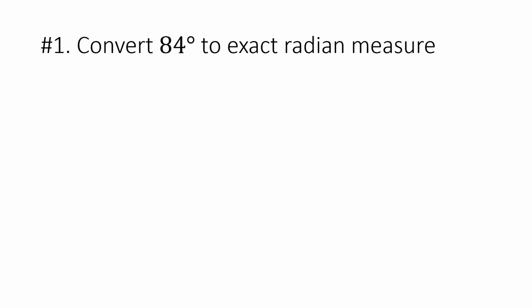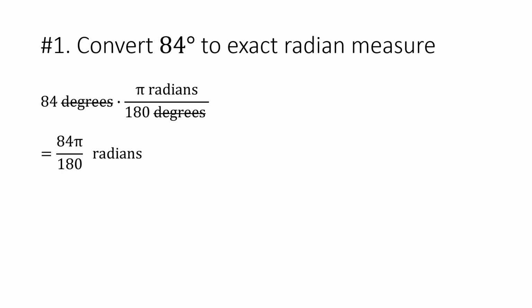Okay, converting degree to radian. We have to multiply by pi radian over 180 degree, because the degree units cancel out. Then it becomes 84 pi over 180. Do not plug in pi. You have to simplify 84 over 180 using the calculator. It is 7 over 15, so it becomes 7 pi over 15 radian.